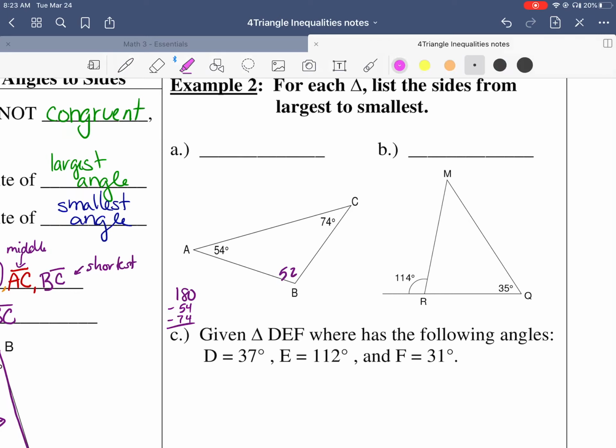Largest to smallest: the largest angle is across from the largest side, so AB. Next largest is 54, which is going to be across from BC. Process of elimination, the last one left is my 52, which is across from AC.